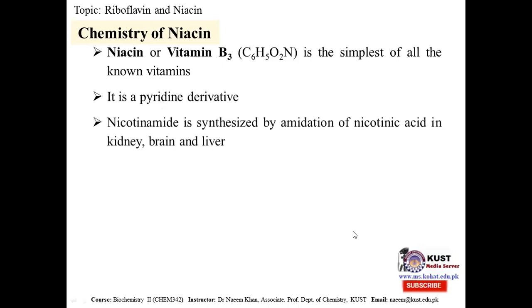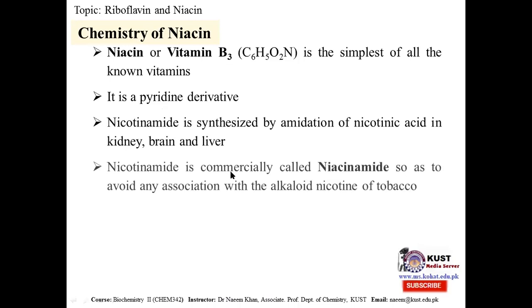Nicotinamide is synthesized by imidation of nicotinic acid in kidney, brain, and liver. So we will have two forms of the vitamin, nicotinamide and nicotinic acid. The nicotinamide, again, I must mention, is called niacinamide because the word nicotine is not used, as it may mislead people that tobacco is nutritious. So just like nicotinic acid is termed niacin, nicotinamide, the derivative of nicotinic acid, is called niacinamide.